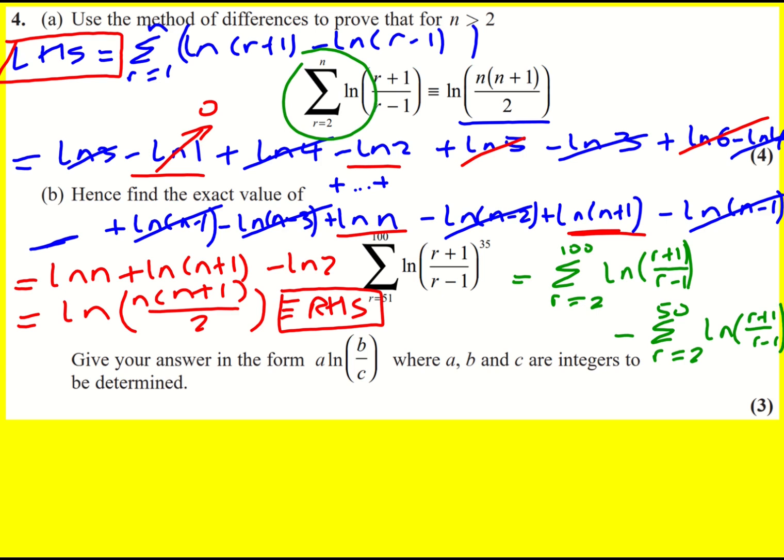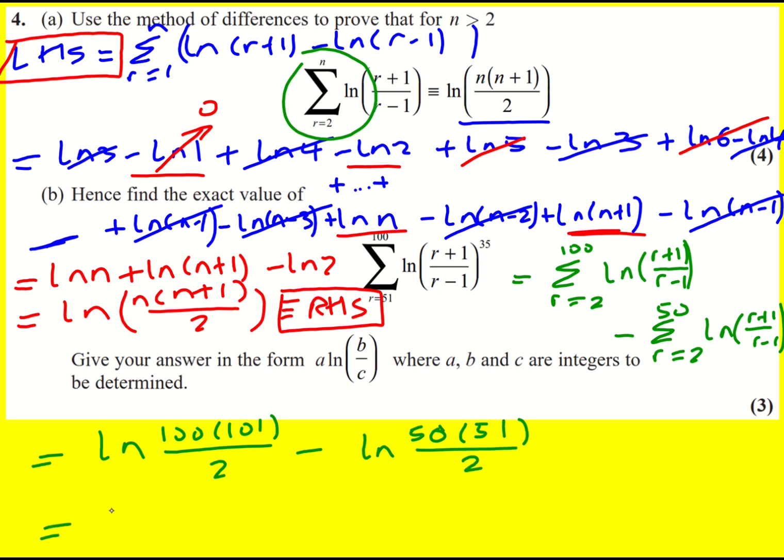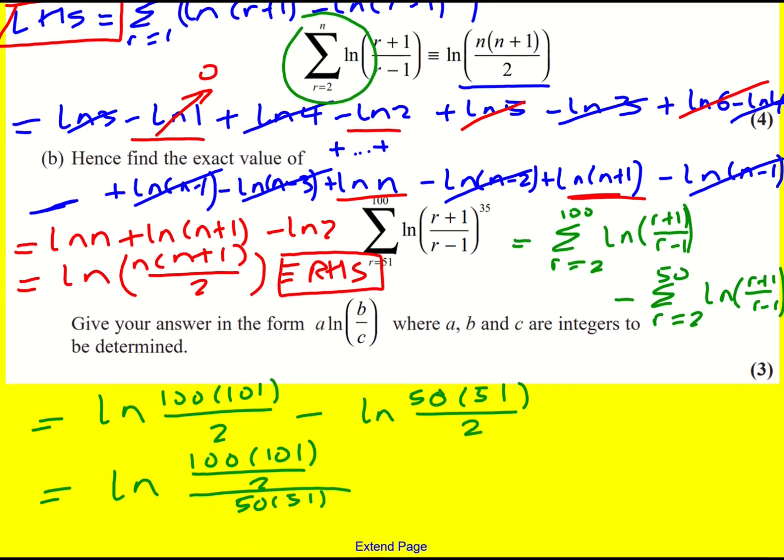Now, in each of these cases, we can use the method of differences equation that we've got. So I'm going to get ln, and this first one is just 100 times 101 over 2. Then I'm minusing ln of 50 times 51 over 2. I can bring this together. You can start cancelling things down, but nah, let's not do that. It's just going to be ln of (100 times 101 over 2) all over (50 times 51 over 2).